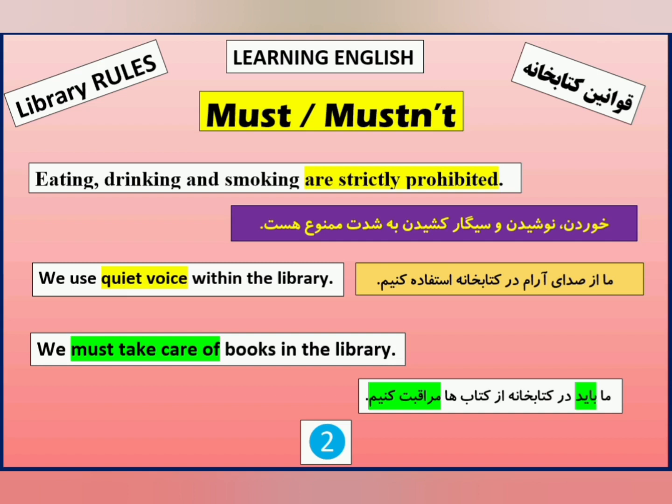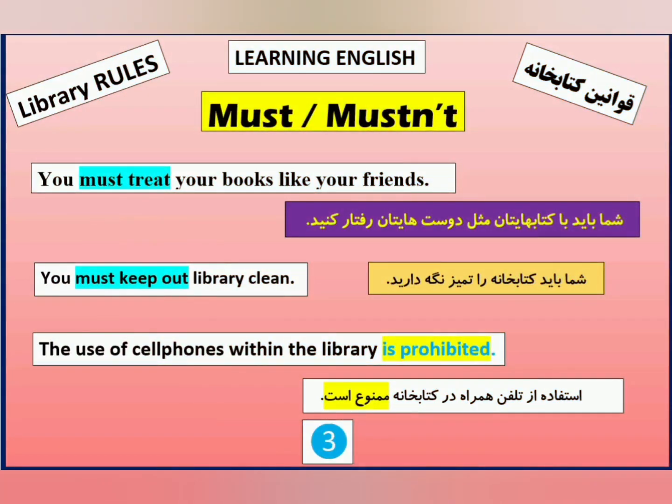We must take care of. ما باید مراقبت کنیم از books کتاب ها in the library. Must take care of یعنی باید مراقبت کنیم. You must treat your books like your friends. You must treat. شما باید رفتار کنید your books با کتاباتون like your friends مثل دوستاتون. پس میشه you must treat your books like your friends.